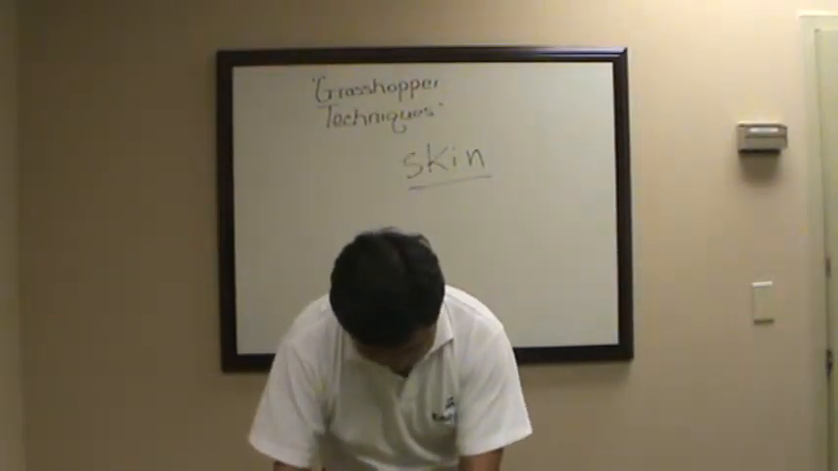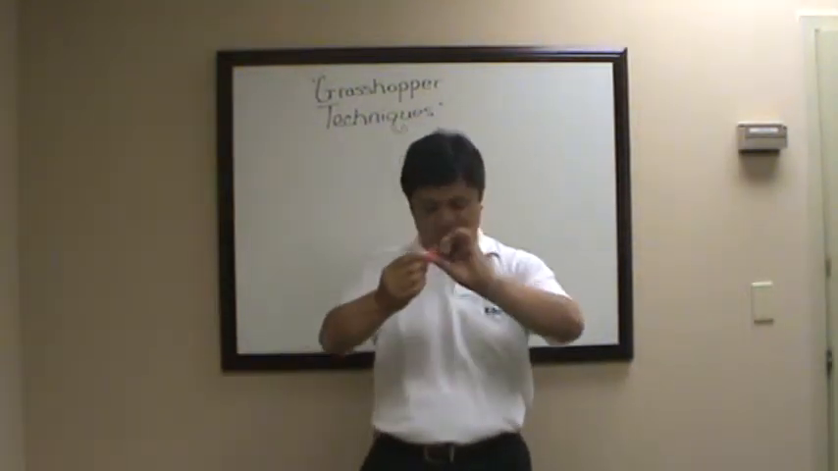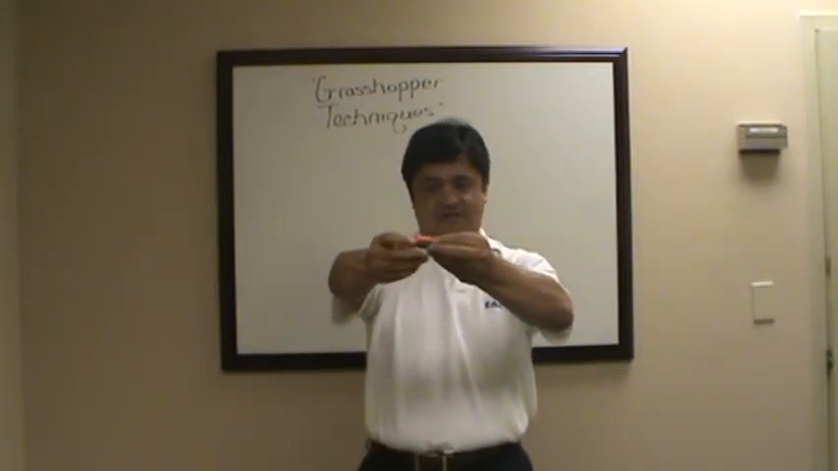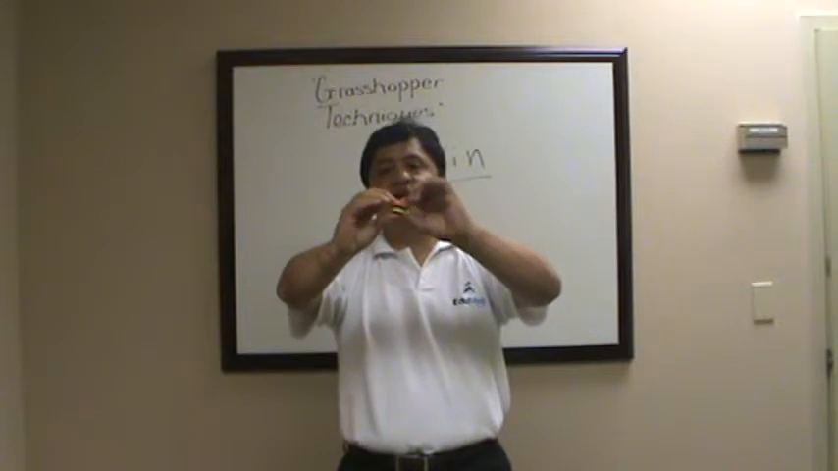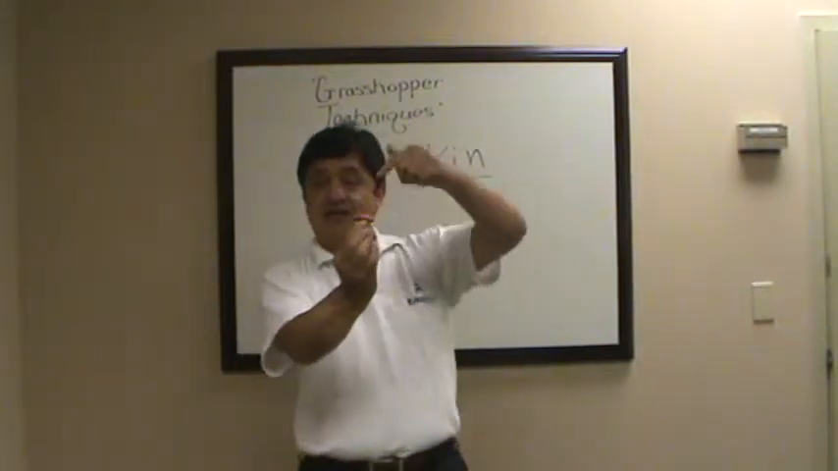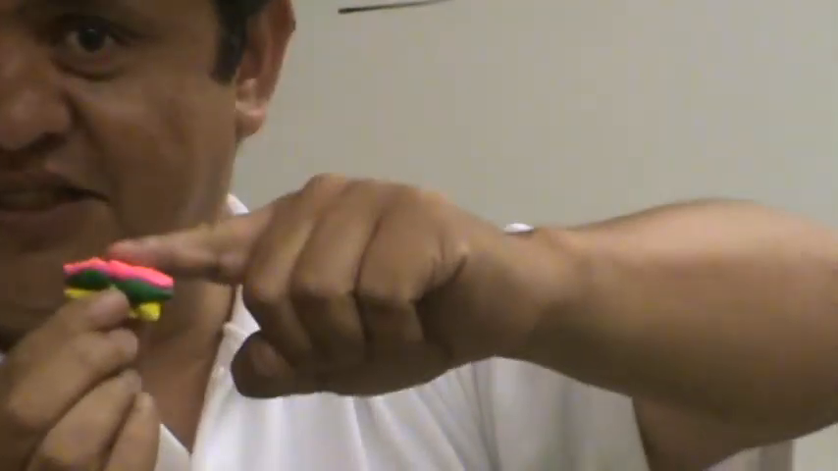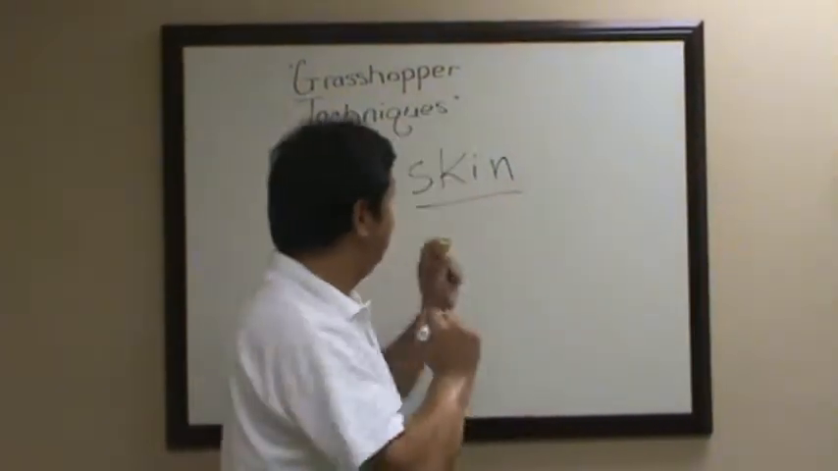Okay. Now we have to talk about the names of the layers of the skin. So we have this first layer. We have this second layer. And this is the 3rd layer of the skin. This one on the top, it has a name. What's the name of that layer? Epidermis. So I'm going to put it on the board.